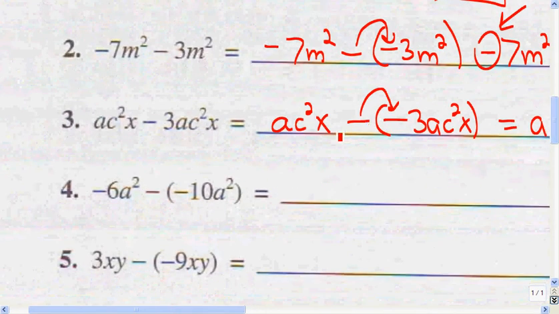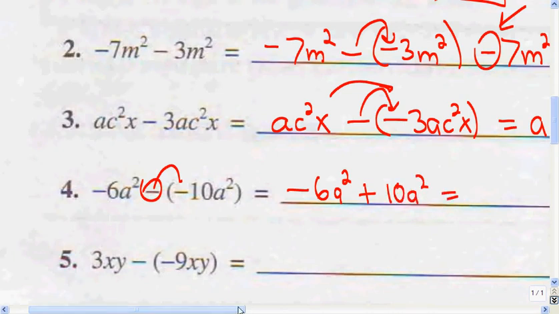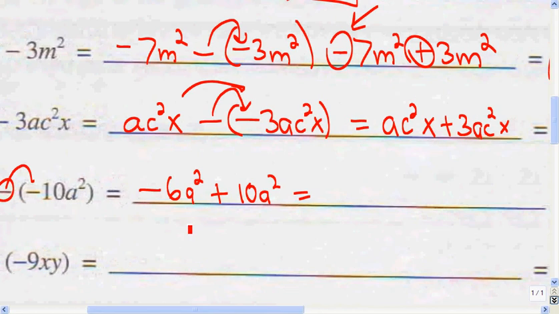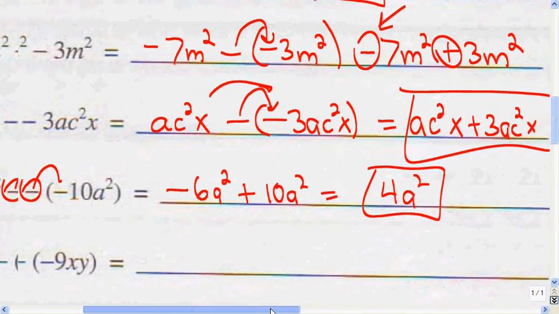Here they do that step for you. They already put the negative there. This negative means subtract this negative, so I'm left with a negative 6a squared plus 10a squared. The signs are different, so we subtract: 10 minus 6 is 4. Since my bigger number is positive, my answer is a positive 4a squared. That's my answer. Always try to box your answers so we can know what the answer is.